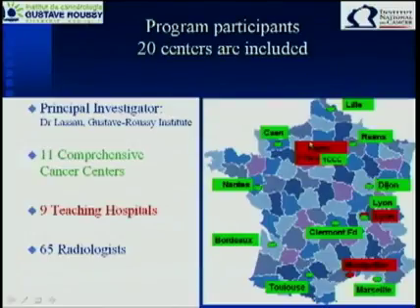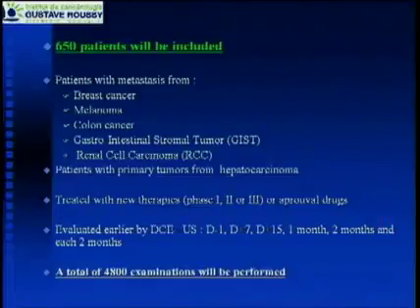So we decided to include 20 centers, and probably you recognize some cities such as Lyon, Marseille, and of course Bordeaux. We included 11 comprehensive cancer centers and 9 teaching hospitals, and we decided to teach 65 radiologists, from student to professor, so a very different population of radiologists. We decided to include all patients treated with these new anti-angiogenic drugs.